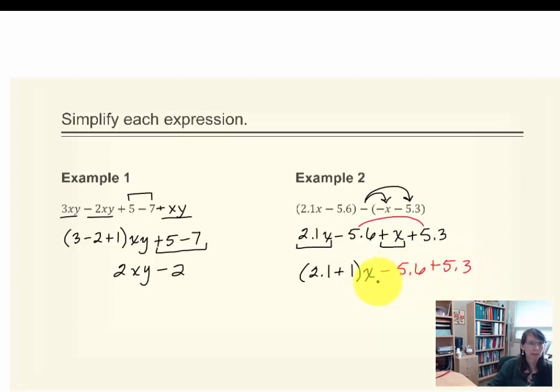All right. So now 2.1 added to 1 would make 3.1x. And I'm going to combine my constant terms. A negative 5.6 added to a positive 5.3 would leave me a negative 0.3. And this is our final simplification. 3.1x minus 0.3.